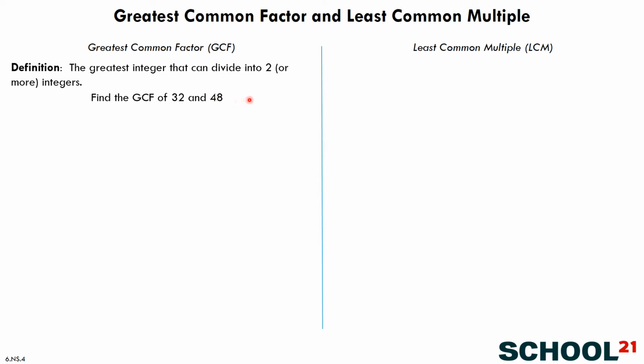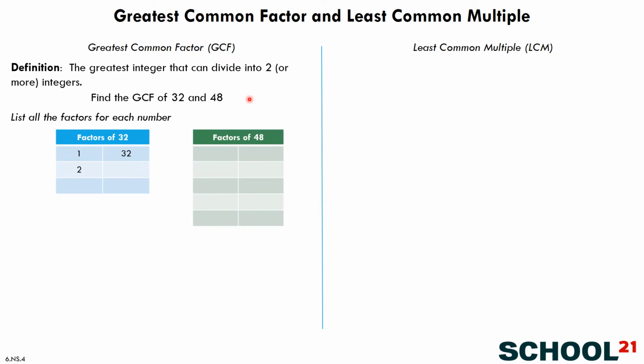So first what we can do is list all the factors for both of them. I've started the list here. So we'll list the factors of 32. Remember a factor is a number that can multiply by another number to get your product. Here the product is 32. You can multiply 1 times 32 to get 32, right? I've started this next row. You can multiply 2 by something to get 32. Do you know what it would be? 16. Good, so let's write that in.